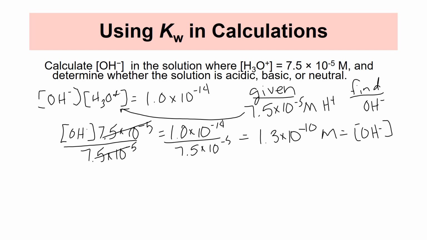My next question, is it acidic or is it basic? And I compare these two concentrations. So my H was 7.5 times 10 to the minus 5th. My OH is 10 to the minus 10. Well, which one of those is bigger? 10 to the minus 5th. And so since the H plus is bigger, this is acidic.